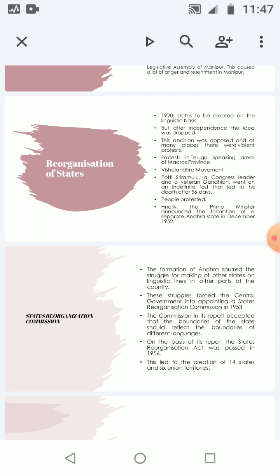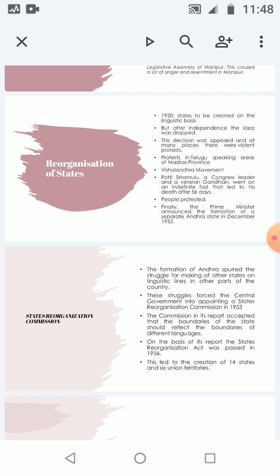Finally, the Prime Minister announced the formation of a separate Andhra state in December 1952. As the situation was uncontrolled, when the Andhra state boundaries were drawn, naturally the speakers of other languages also raised their voice, started movements, and pressed the government to draw new state boundaries for them.